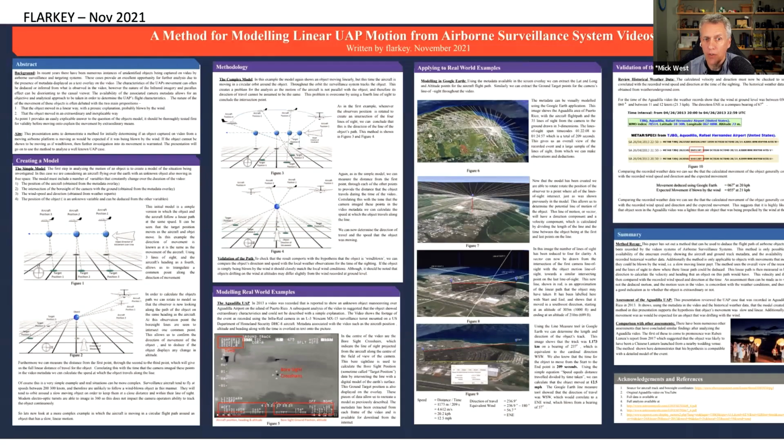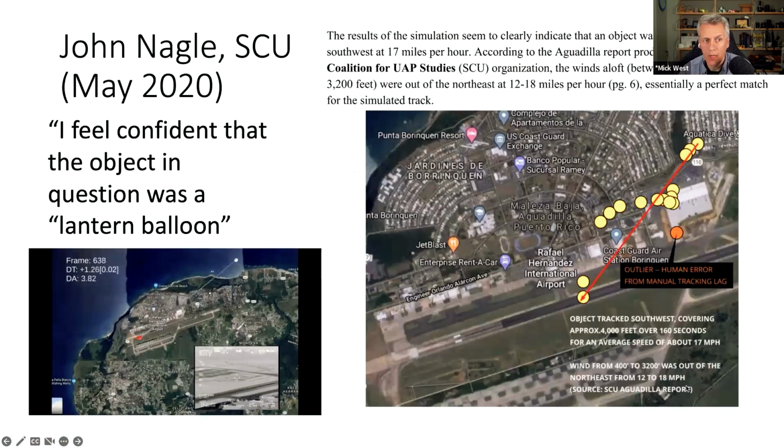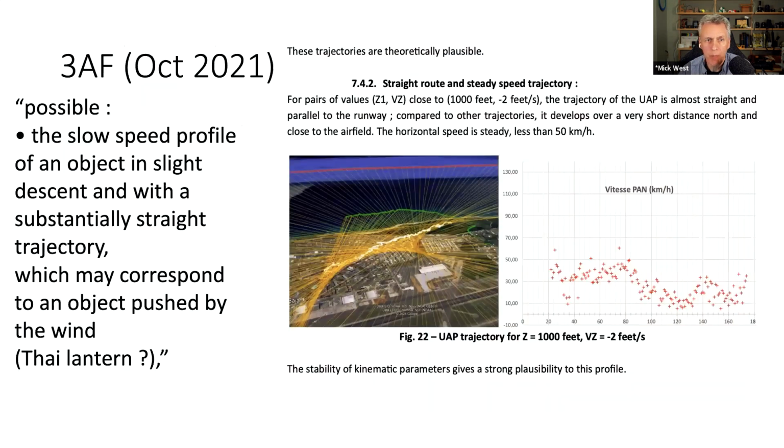Flarkey, an engineer from the UK, did a very detailed analysis. He also sided with the lantern hypothesis. You can see down on his presentation here. John Nagel, SCU contributor, says he felt confident that the object was a lantern balloon. He did a simple analysis, similar type of thing. Bob Bixler was asked by SCU to do an analysis, and he did one. That's not Bob, because that's 3FA.